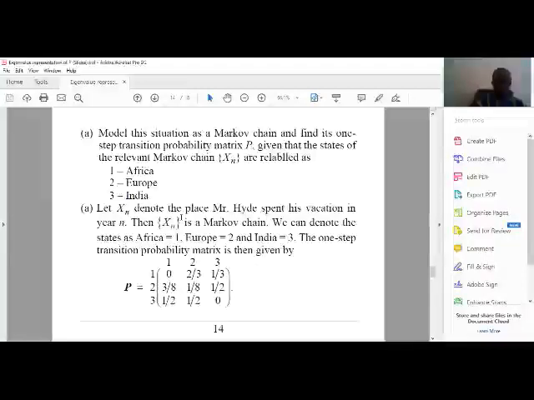So the first question said we should model the information as a Markov chain. First of all, you define the XN. Have you seen the A? I'm looking at the A now.